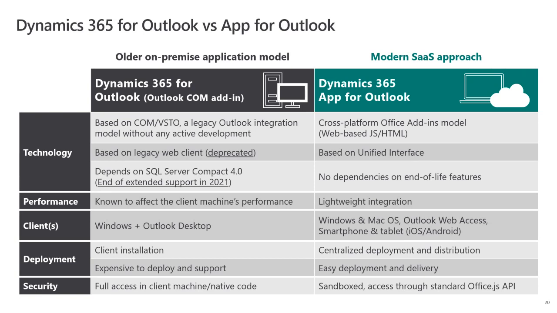In terms of deployment, the COM add-in required being installed on each client machine, so each user had to install the COM add-in either manually or through scripted deployments. It was always expensive to deploy and support whenever a user had issues with the COM add-in, whereas the app for Outlook is centrally deployed and distributed and offers an easy deployment and delivery model, where the app for Outlook configuration can be automated, so any eligible user can get the app for Outlook automatically.